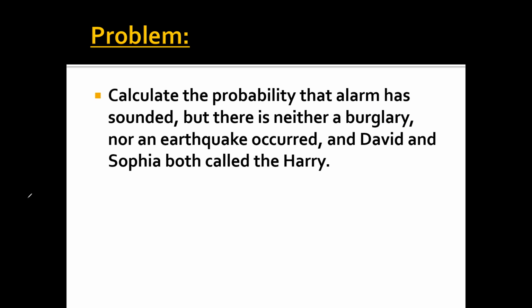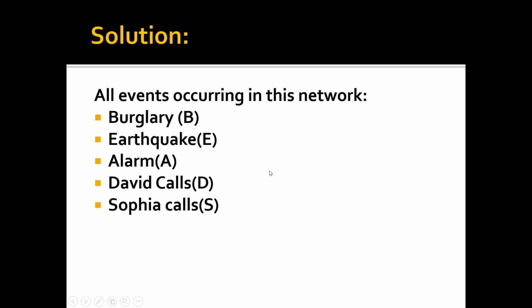Basically, whenever we are solving this problem, we are given a graph and also the probability distribution, or we can say the tables for the different events, which will state the probability of the events. This I have already discussed. We are given 6 events: burglary, earthquake, alarm, David and Sophia.